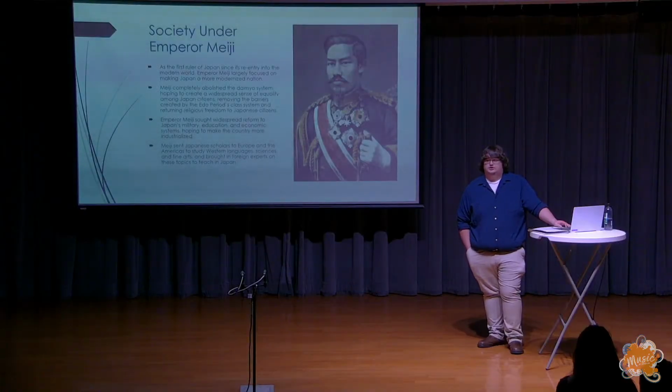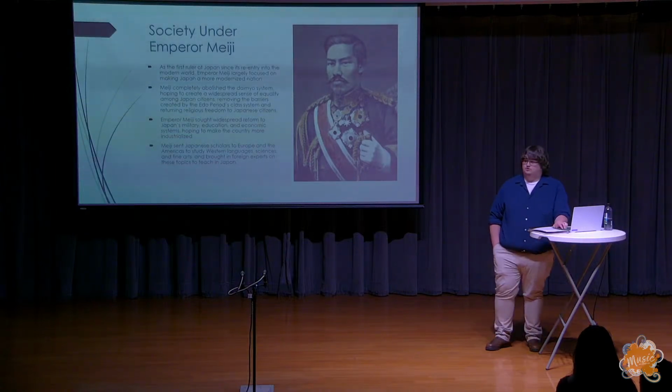Meiji sought widespread reform to Japan's military and education and economic systems, hoping to make the country more industrialized and modern, and a little bit more westernized in general. Meiji would then send scholars from Japan to Europe and receive European scholars that were specialized in Western language, science, and fine arts, just to get more up to speed with what the rest of the world had been doing for the last 265 years.